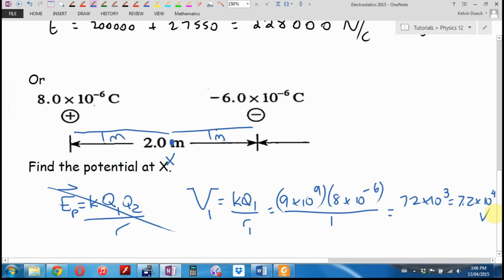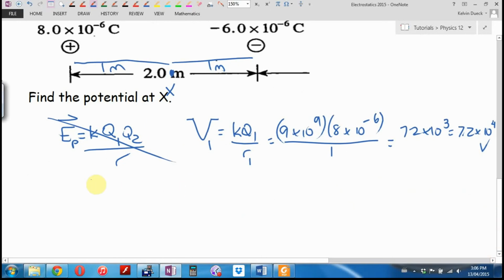72,000 volts? Yeah. Yep. Then I'll find the voltage from charge 2, which is going to be 9 times 10 to the 9th. Do I want the negative here or not?